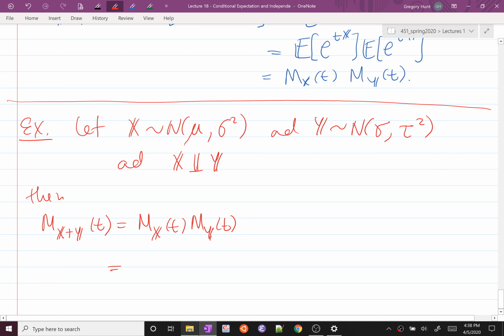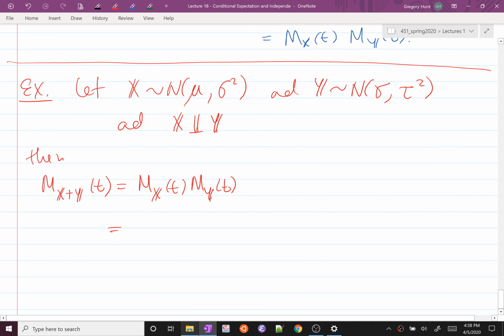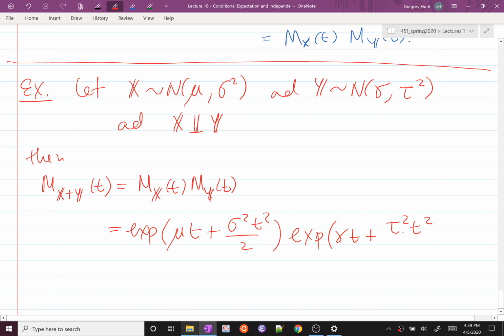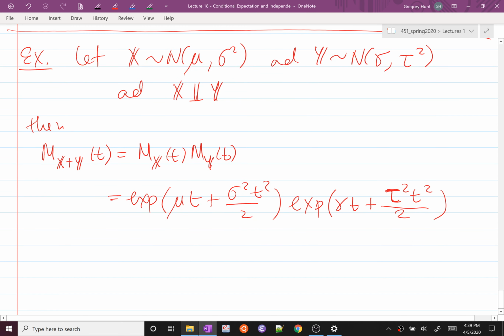And we know, if we go back and look at the moment-generating function for a normal random variable, the MGF of x is exp of mu t plus sigma squared t squared over 2. And the MGF of y is correspondingly gamma t plus tau squared t squared over 2. Let's not mess this up. And we can combine some terms.